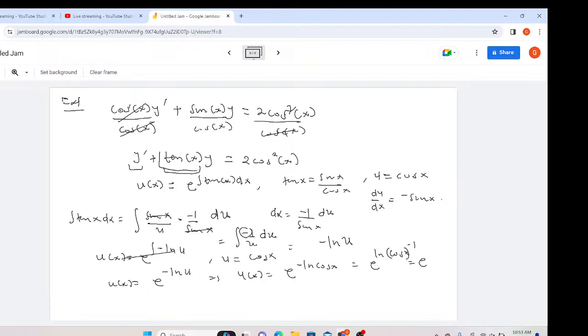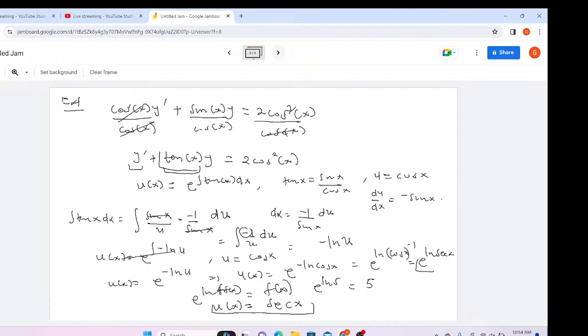So e to the ln sec x. When it's exponential, we know exponential is actually the inverse of the natural log. So when they are together, it's just the function itself. If I have exponential ln f of x, the answer I get will be just f of x. So exponential ln 5 will just give you 5. So our u of x will just end up giving us sec x. So this is our u of x.